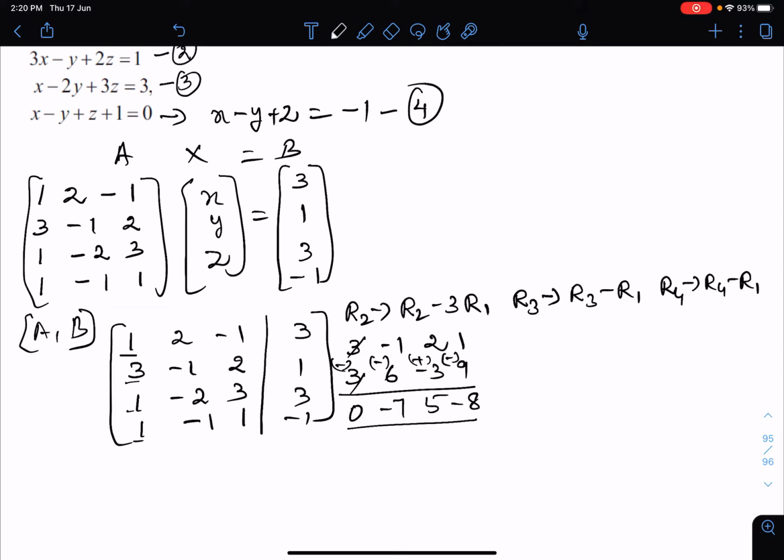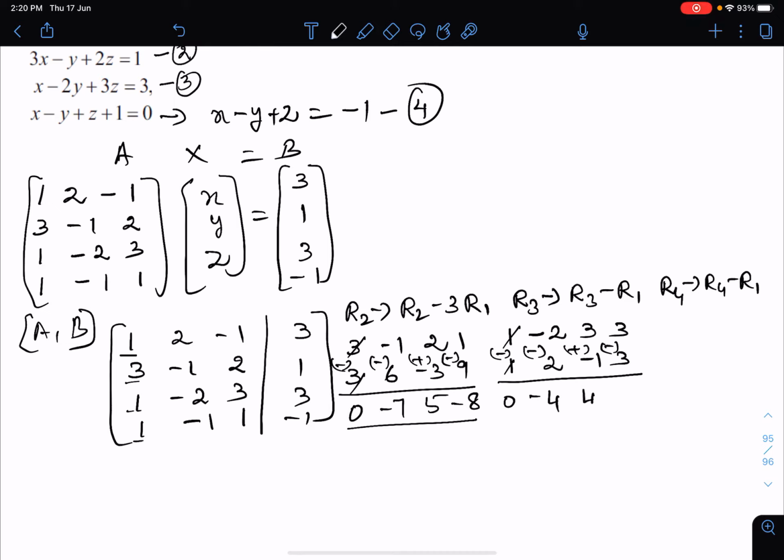Now what about row 3? Write the row 3: 1, minus 2, 3 and 3, and our row 1: 1, 2, minus 1 and 3. Here also you are going to change the sign because it is subtraction. So this is equal, so this cancels, this is minus 4, this is 4, and this is also opposite sign, equal, so 0. This is our row 3.